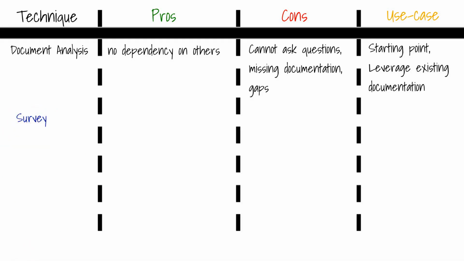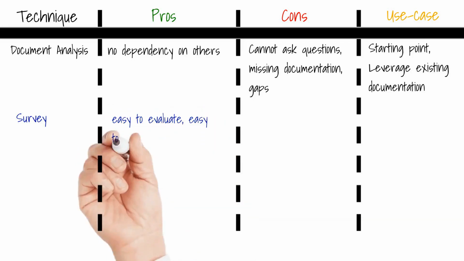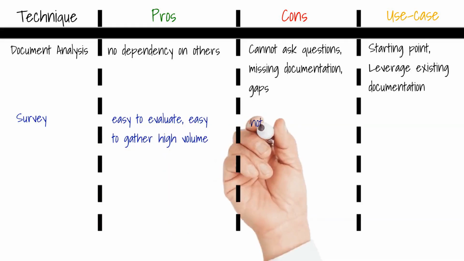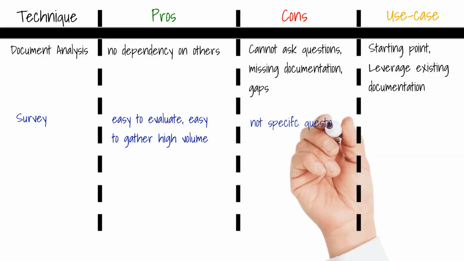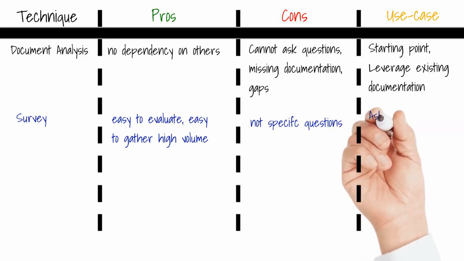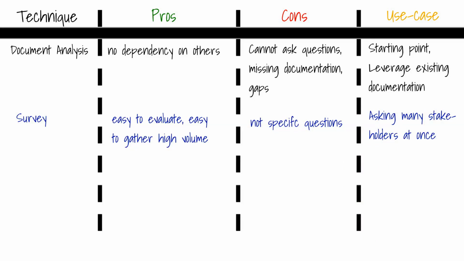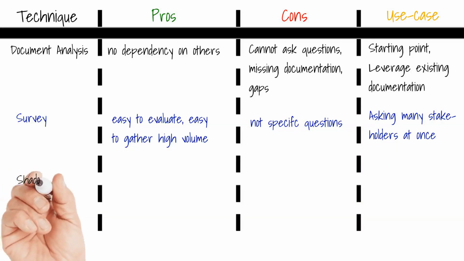Surveys, on the other hand, have the advantage of an easy evaluation of the data and also getting a lot of data. The issue, although, is we cannot get too specific in these surveys because people cannot ask questions to clarify something. The use case would be if you want very generic information about the stakeholders or the use of a system or process, then surveys might be fine.